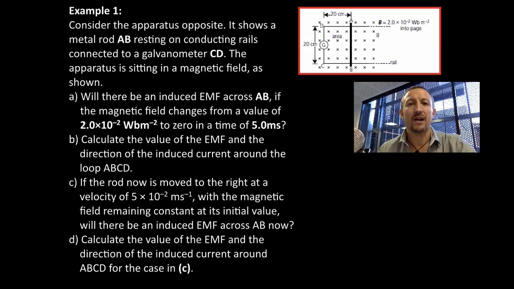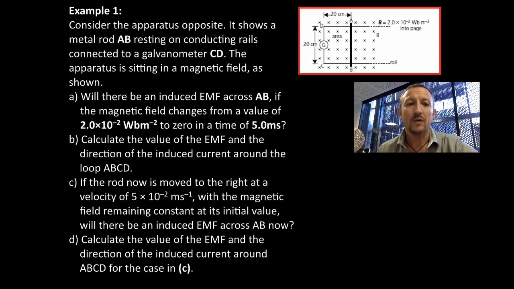Okay, so let's look at a scenario as to how we can use this. So here I've got an example, and we're going to be employing both Faraday's law as well as Lenz's law. So we've got an apparatus on the right hand side there. We've got a rod, A to B, which is in a magnetic field. It shows that the metal rod A and B is resting on conducting rails connected to a galvanometer C and D. Now remember, a galvanometer is just a meter which can read the flow of current. So the apparatus, as we can see, is sitting in a magnetic field as shown.